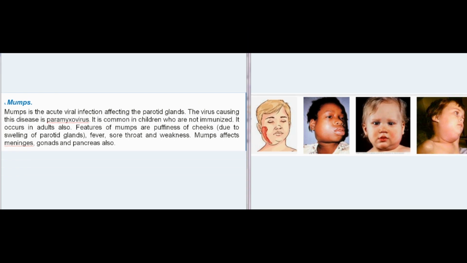Mumps. Mumps is the acute viral infection affecting the parotid glands. The virus causing this disease is paramyxovirus. It is common in children who are not immunized. It occurs in adults also. Features of mumps are puffiness of cheeks, due to swelling of parotid glands, fever, sore throat, and weakness. Mumps affects meninges, gonads, and pancreas also.